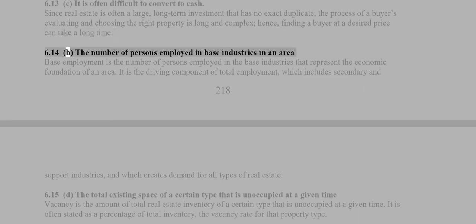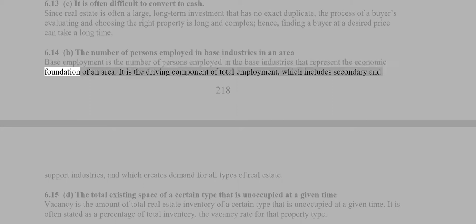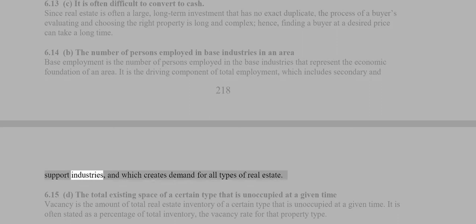6.14 B. The number of persons employed in base industries in an area. Base employment is the number of persons employed in the base industries that represent the economic foundation of an area. It is the driving component of total employment, which includes secondary and support industries, and which creates demand for all types of real estate.